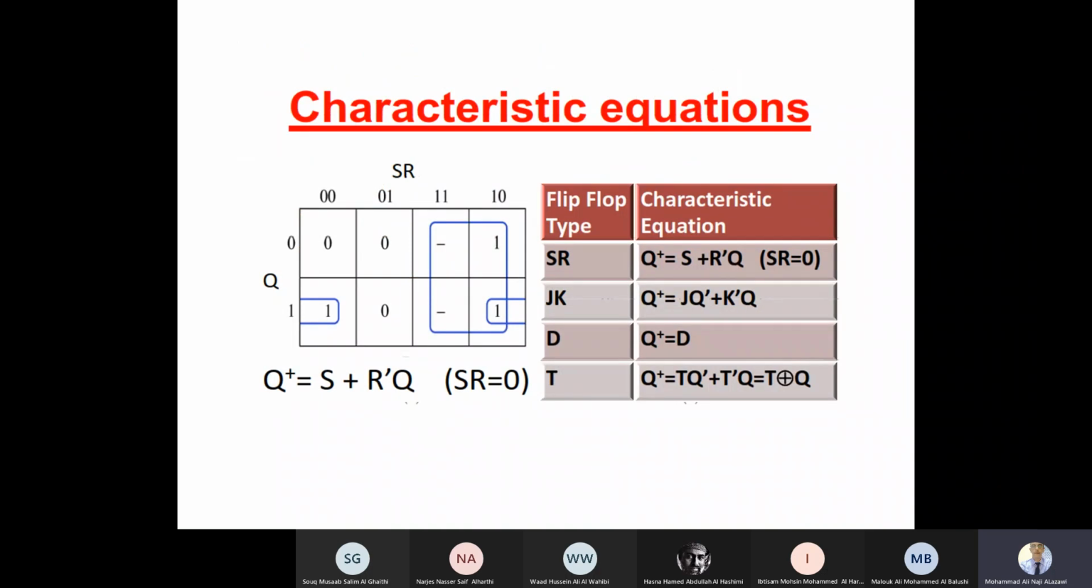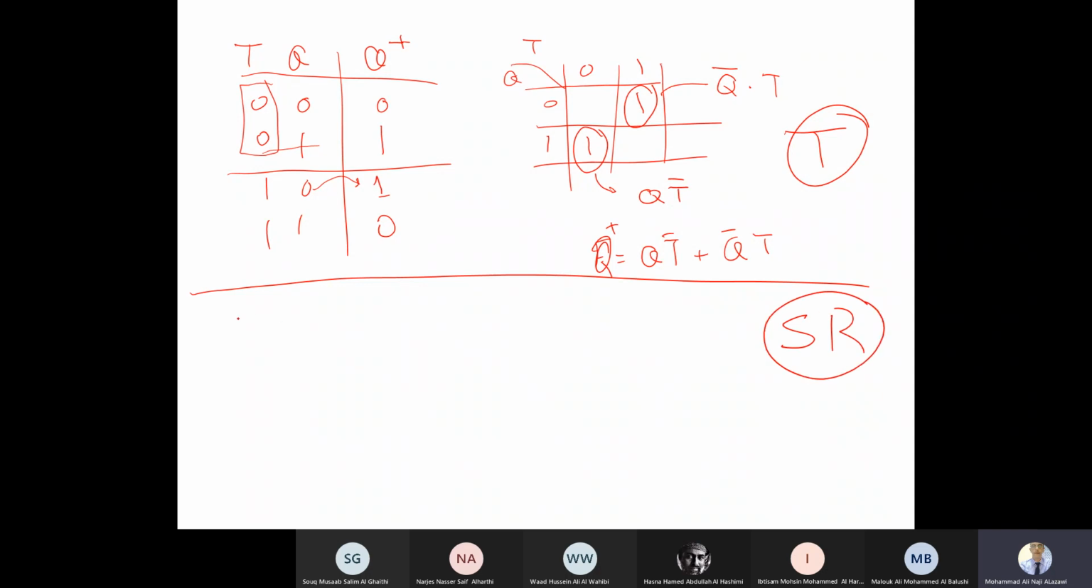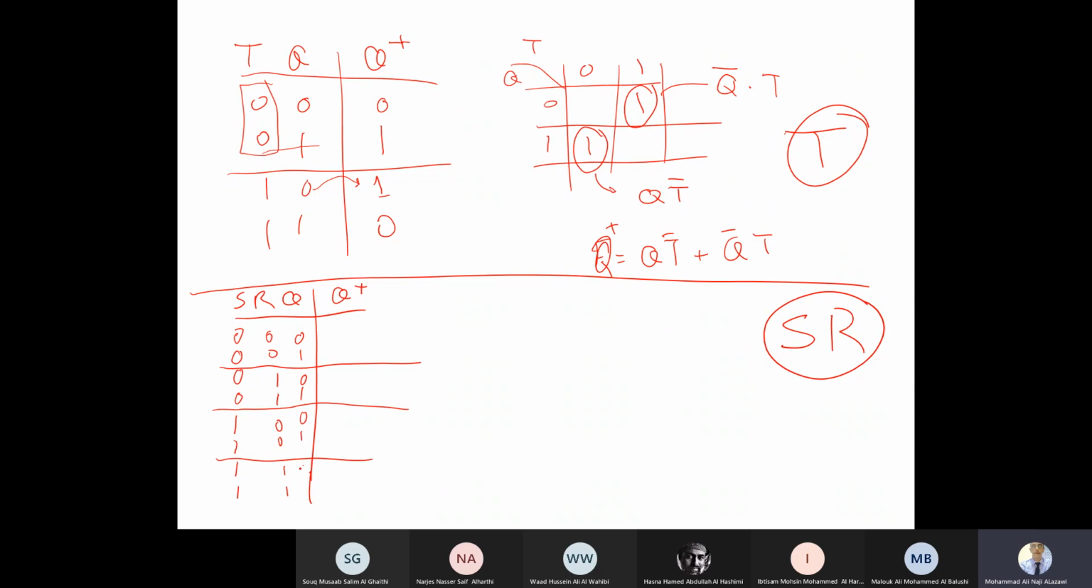Characteristic equation of SR flip-flop. SR flip-flop, I write it here. This is T flip-flop. Let's talk about SR. In SR, I have S, R, and Q plus. Let's go: 0, 0, 1, 1, 0, 0, 1, 1, and here I have 0, 1, 0, 1, 0, 1, 0, 1. Now Q plus. In SR, 0, 0 is the no change state.